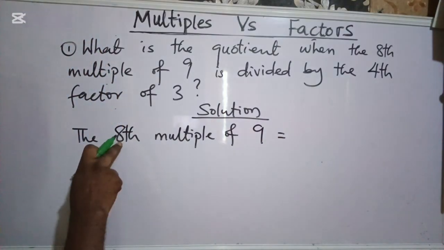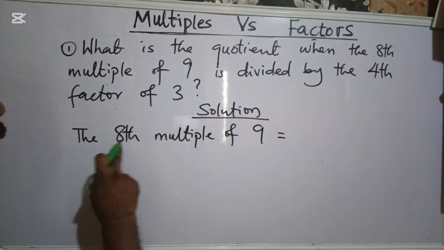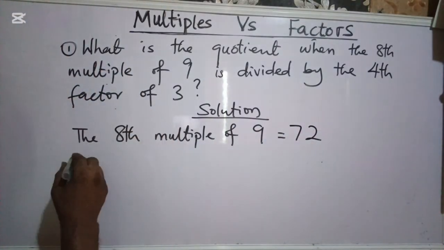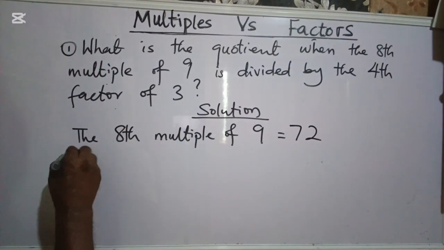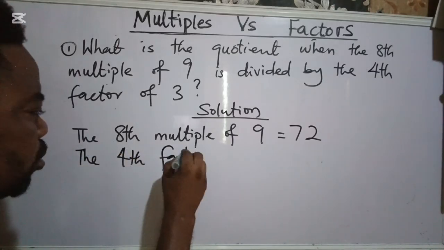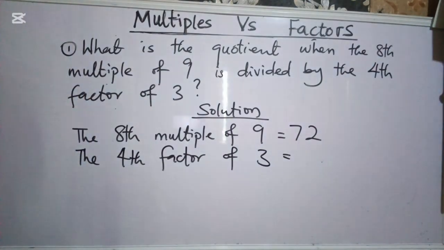I have said it. Multiply the position times the number. That is 8 times 7. I'm sorry, 8 times 9. That will give you 72. Okay, let's now see this one. Let me say the 4th factor of 3.